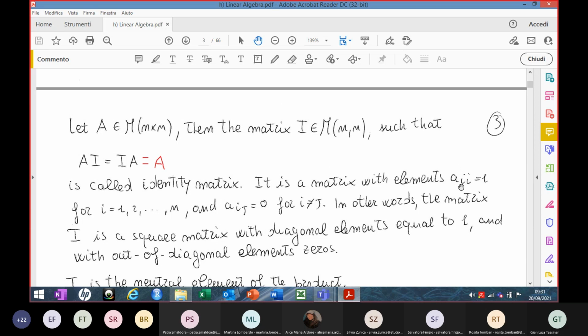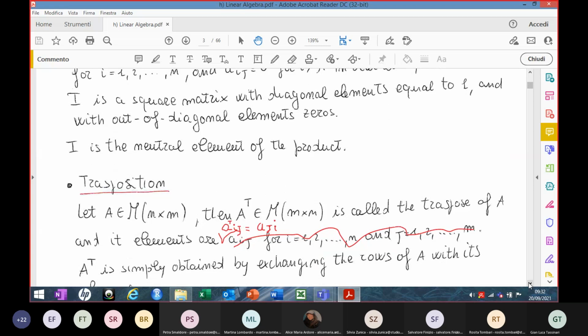So all the elements for which the number of the row is equal to the number of the column must be equal to 1. So an identity matrix is a matrix such that all the elements of the main diagonal are equal to 1, and all the others are equal to 0. So for i different from j, so this index is different from this one, then the value is necessarily equal to 0. I repeat, I wrote everything. Let me tell some things, and then we will see applications directly.